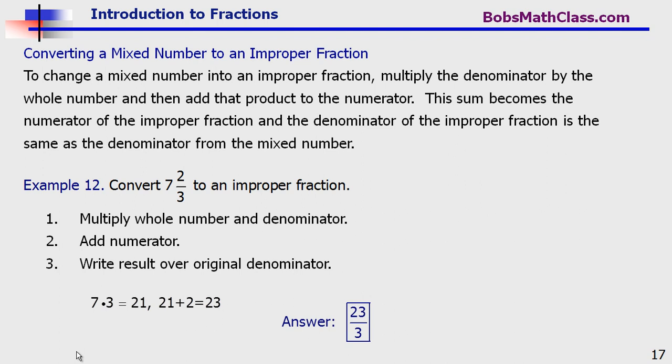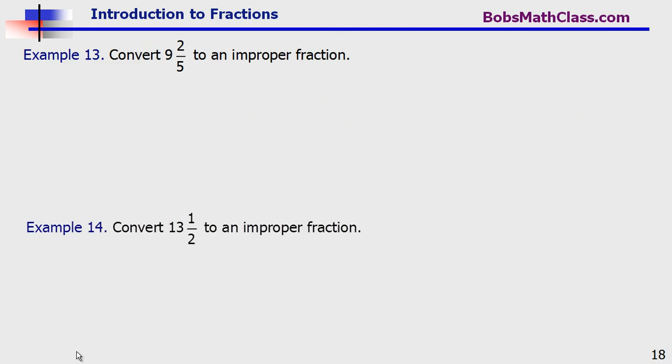Let's try another one. 9 2/5. So multiply the 9 times 5, which is 45. Add 2, which is 47. That becomes your new numerator, and the denominator, that's right, stays the same. So 47/5. Multiply 9 times 5 and then add 2.